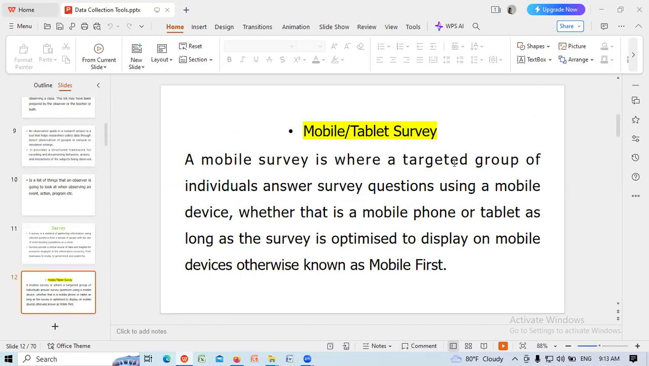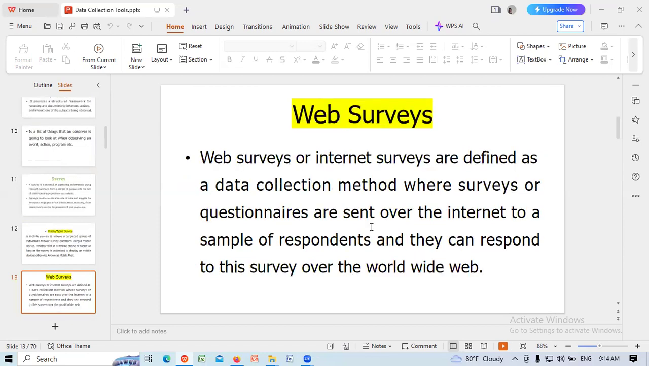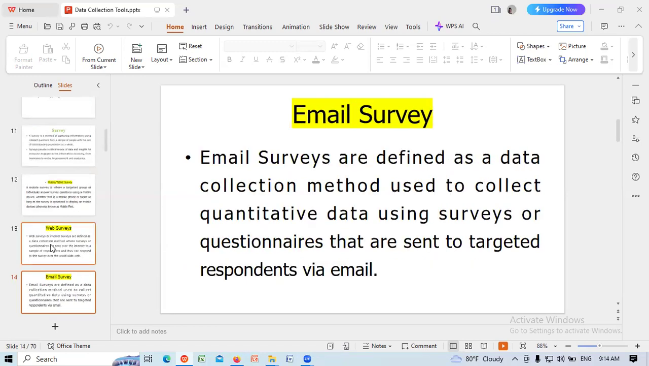A mobile survey is a targeted group of individuals answering survey questions using a mobile device, whether that is a mobile phone or tablet, as long as the survey is optimized to display on a mobile device, known as mobile first. A web survey or internet survey is a data collection method where surveys or questionnaires are sent over the internet to a sample of respondents and they can respond to the survey over the worldwide web.